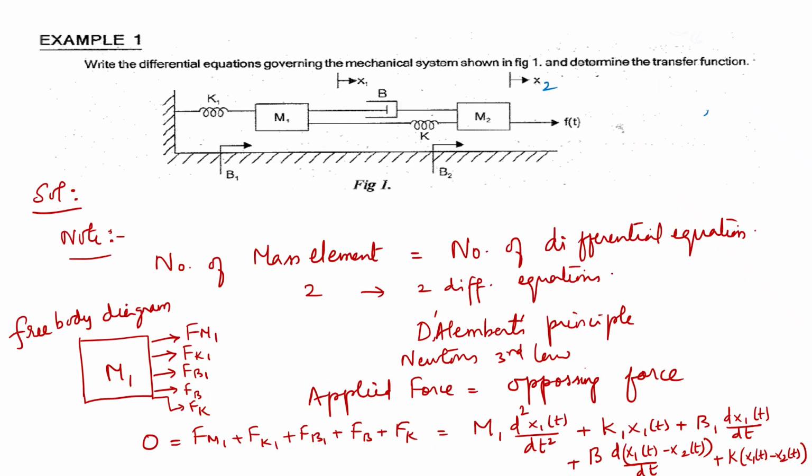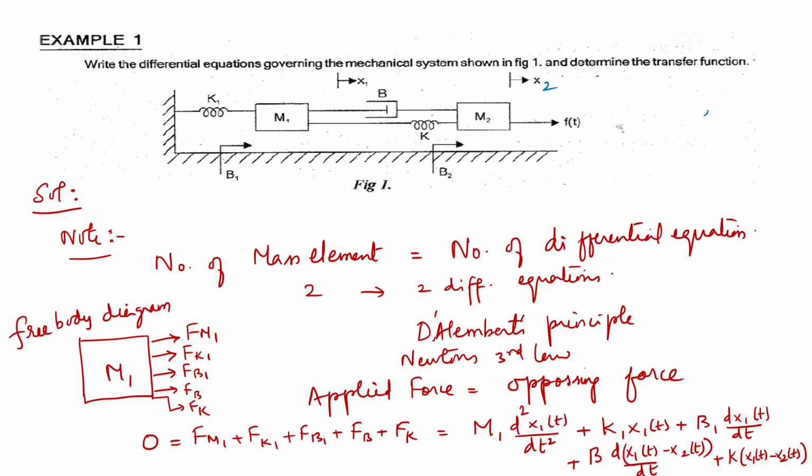So let us consider the first mass element. Since we have two mass elements, the number of differential equations will be 2. Let us consider the first mass element m1's free body diagram.